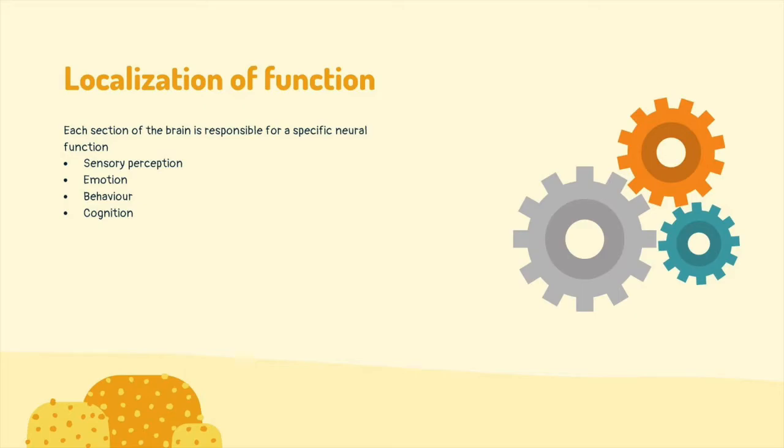This brings us to the theory of localization, which states that each section of the brain is responsible for a specific neural function. In a cliché and a logical sense, our brain can be likened to a machine, with each component controlling elements such as sensory perception, emotion, behavior, and cognition. To better understand the localization of function, biological and behavioral psychologists have looked at several examples.